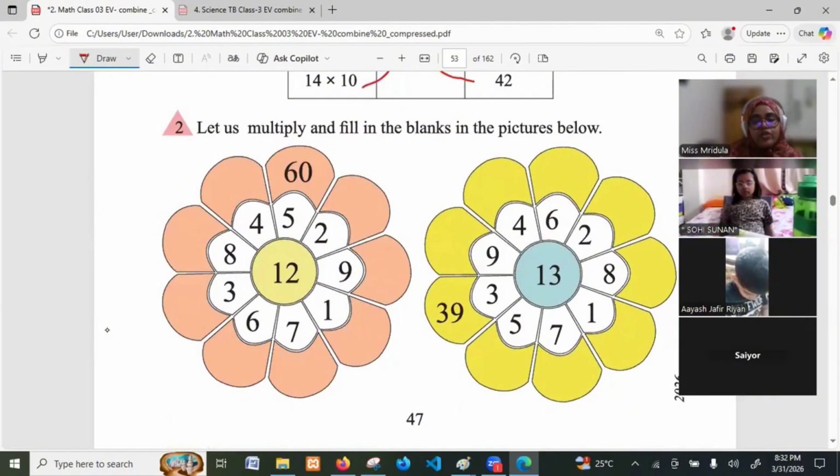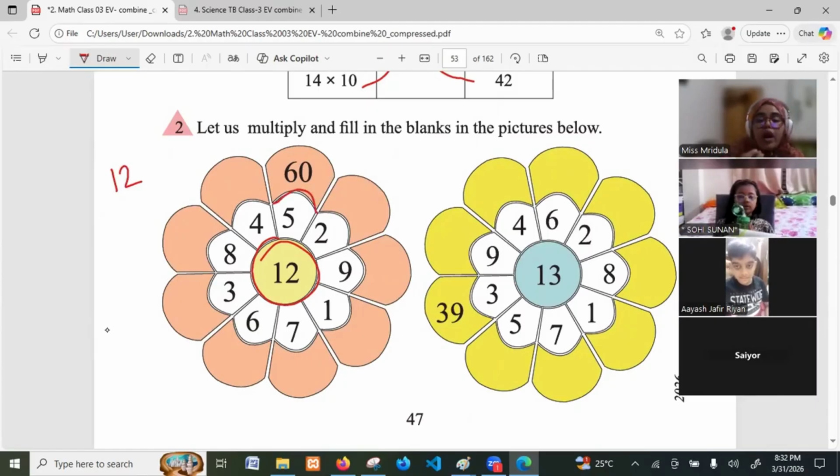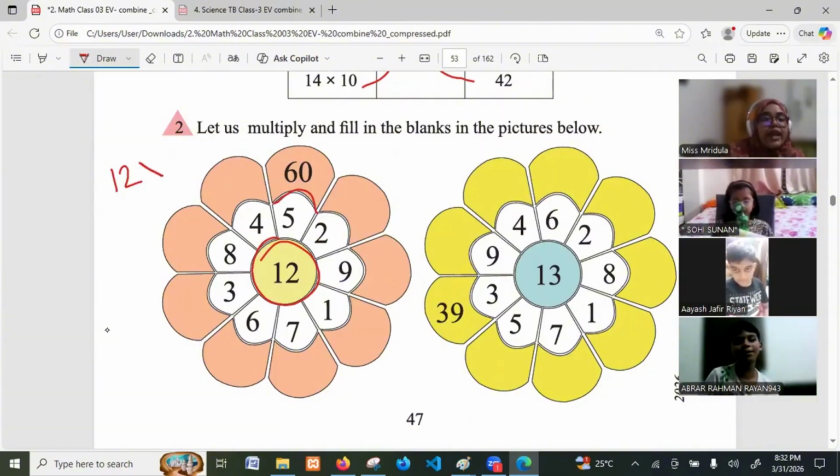Okay, so here we have two beautiful flowers. One is a pink one, one is a yellow one. So you can see the core of the flower. We can consider it as our multiplicand. And the digits inside that white part can be considered as the multiplier. And the pink part is going to be our product. So this is what is going on. Okay, so what will be here?